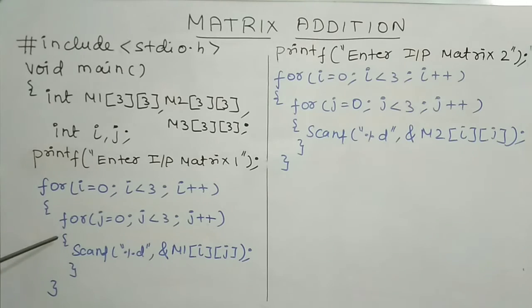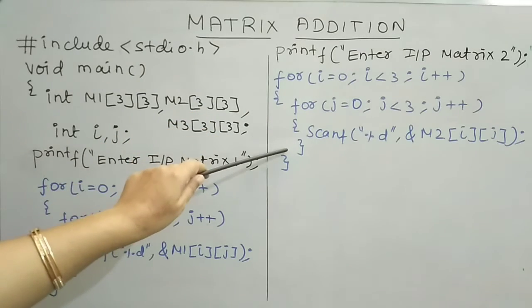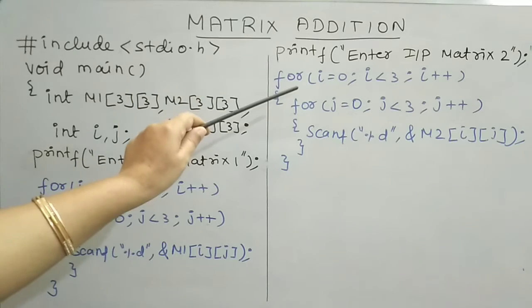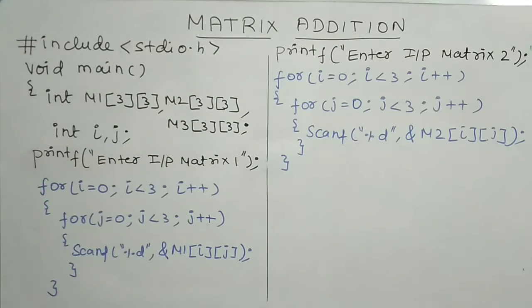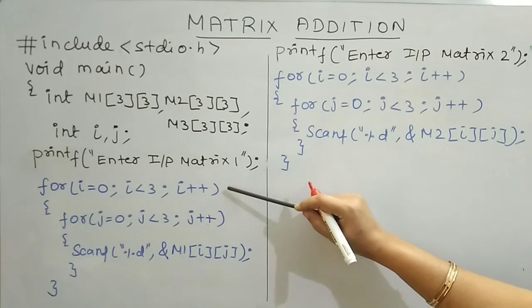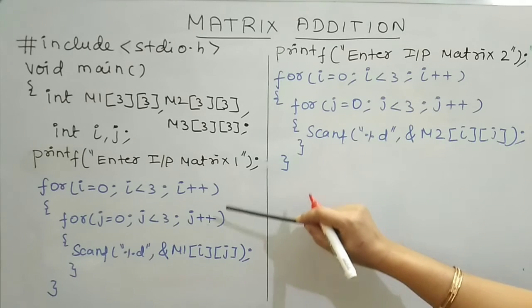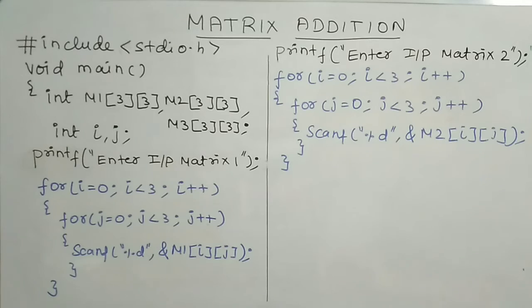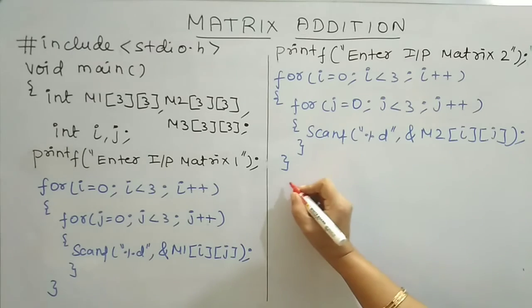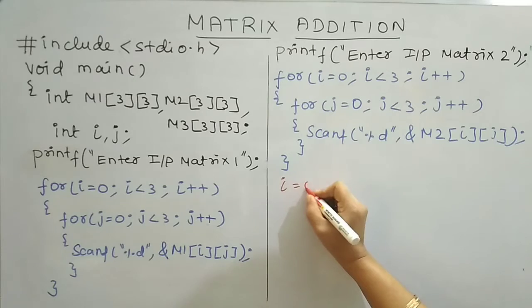Then, using this nested for loop, we are going to get values for the first input matrix M1. Using another nested for loop, we are going to get input elements for the second input matrix, that is M2. Let me explain how this nested for loop, which contains an outer for loop and an inner for loop, is going to execute. The outer for loop will get executed first and then the inner for loop. When we start executing the outer for loop, initially the value of i is 0.